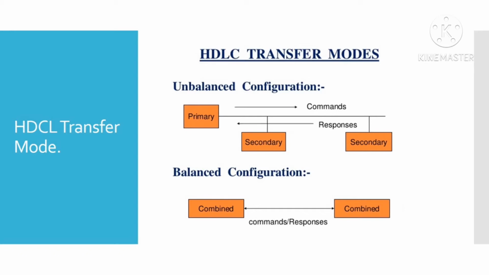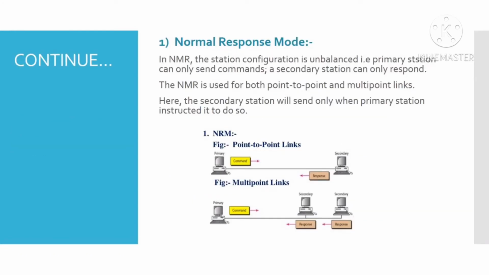Now further, let us talk about normal response mode. In the NRM, the station configuration is unbalanced. That is, the primary station can only send commands and the secondary station can only respond. The NRM is used in both point-to-point and multi-point data links. The secondary station will send only on the primary station's instruction. In the diagram, you can see the figure of point-to-point and multi-point. In point-to-point, only one computer can send the data and the other computer can receive. In multi-point, you can see that many computers can receive.